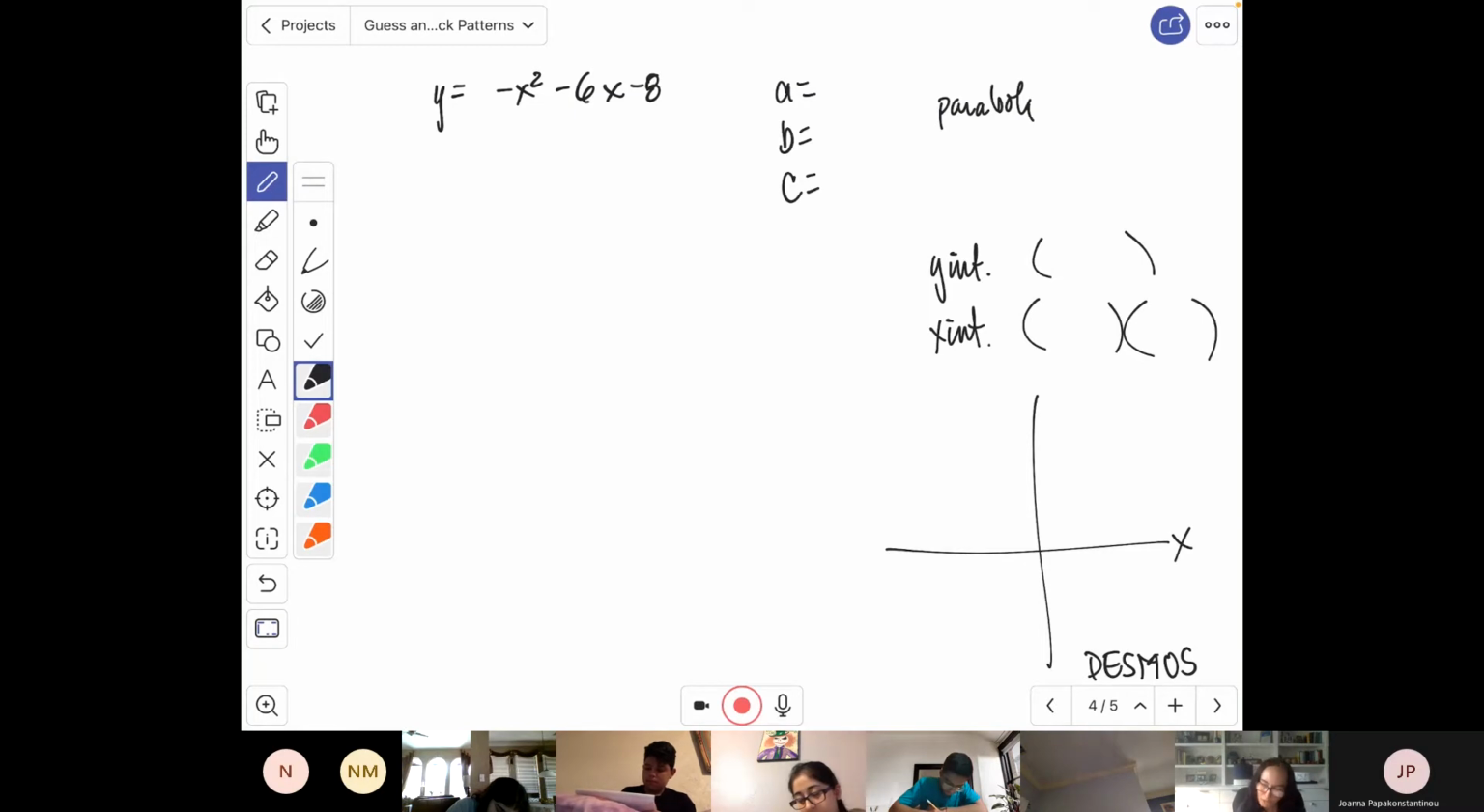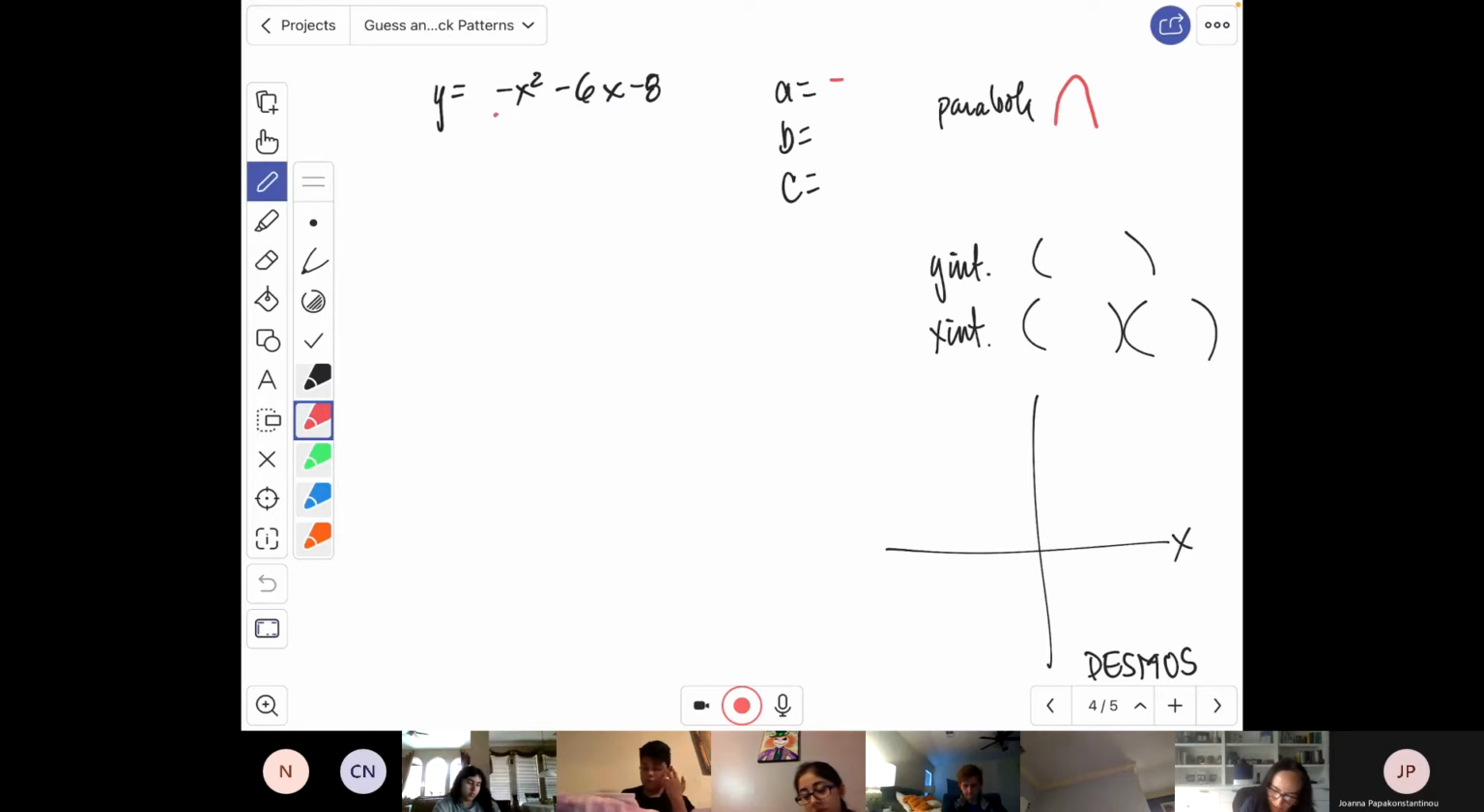Any ideas? How are we starting? Can somebody tell me something about this parabola to make sure that we're all on the right track? It goes down. Opens down. Very good. And how do we know it opens down? Negative x squared. That's right. Our A is -1. So our A is less than 0. Excellent. So it opens down. Good job, Nathan. That's the first step.